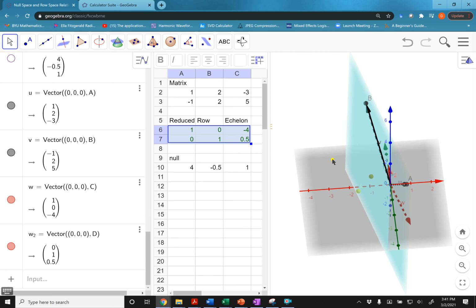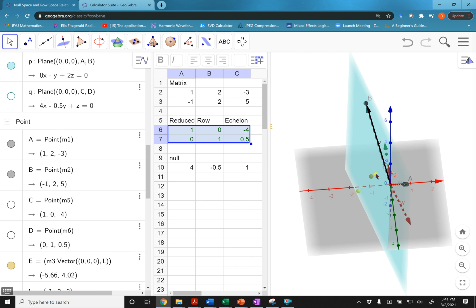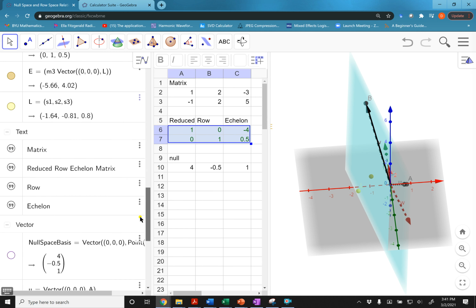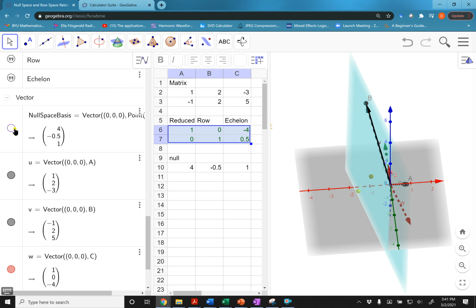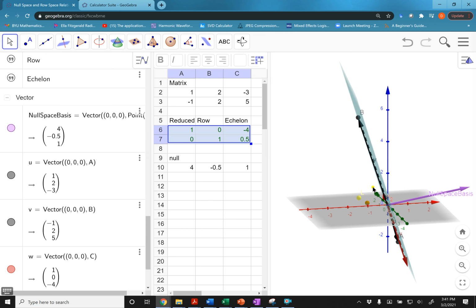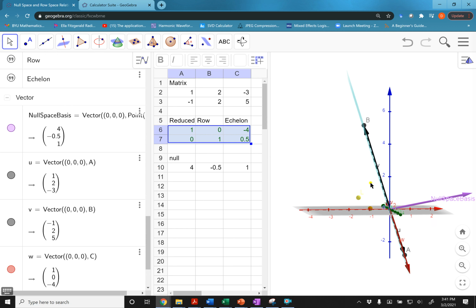Well, what about the null space? Well, the null space is always perpendicular to the row space. So in this case, since we're in R3 and the row space takes up 2 dimensions, then we have 1 dimension left for the null space. And so that 1 dimension, there's my null space vector. It's going to be a vector that goes perpendicular to that plane. So that's the null space.